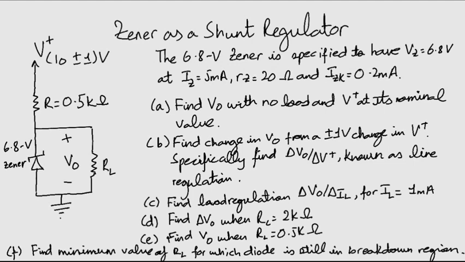Part E, find V0 when RL equals 0.5 kilo ohms, and part F is find the minimum value of RL for which the diode is still in the breakdown region. Seems hectic? Don't worry, we are going to do them together.